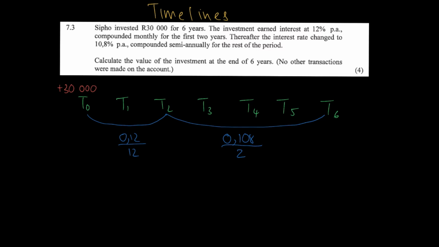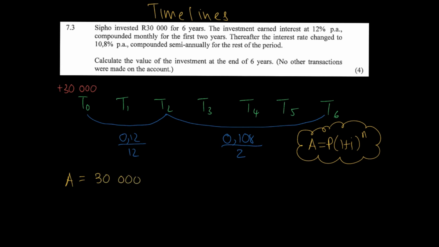We're going to use compound interest. So in other words, A equals P(1 + i)^n in order to describe the growth in this particular case. And A is what we're going to be calculating, the value of the investment at the end of 6 years. Okay, so let's start by writing down A. It would be equal to 30,000 Rand is what is deposited initially, and it grows at an interest rate of 12%, so 0.12 compounded monthly.